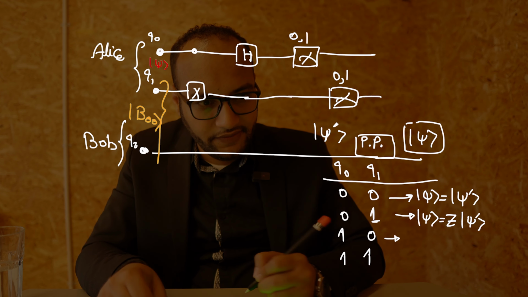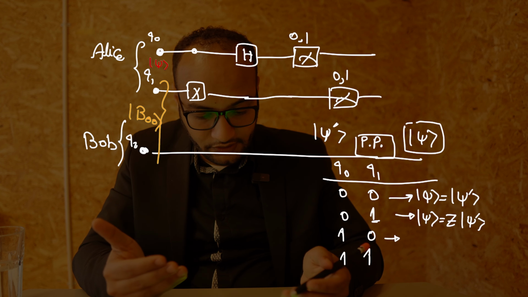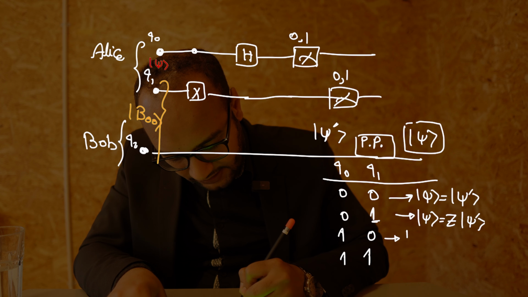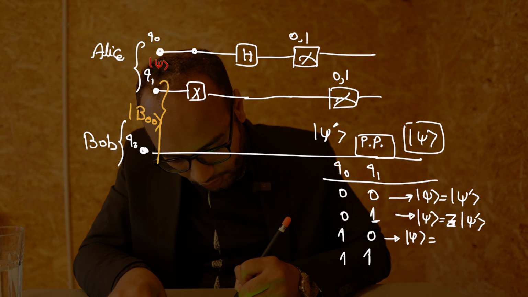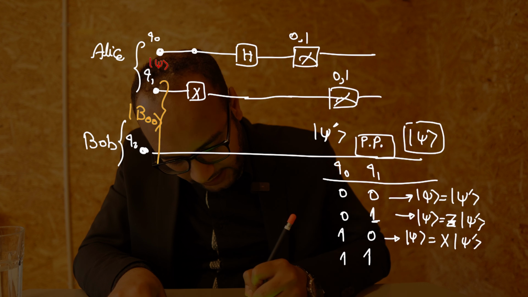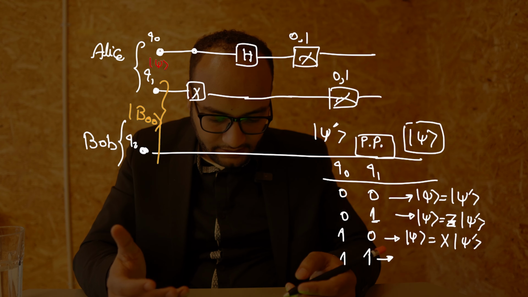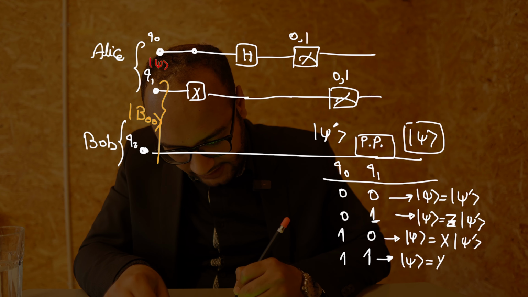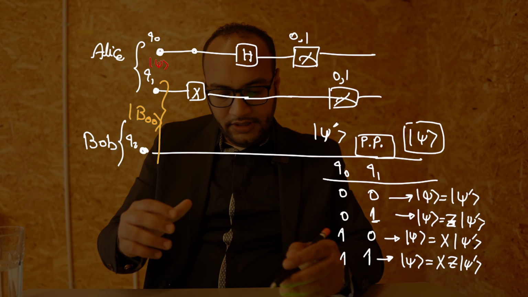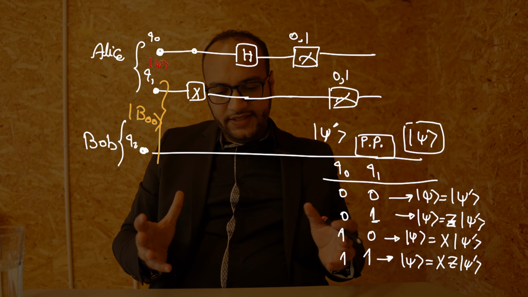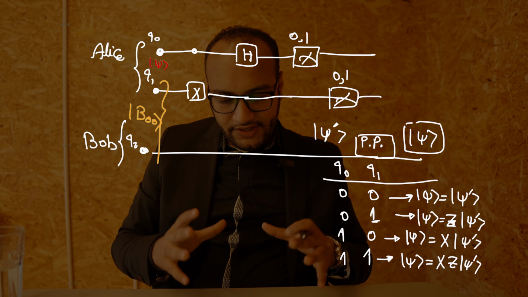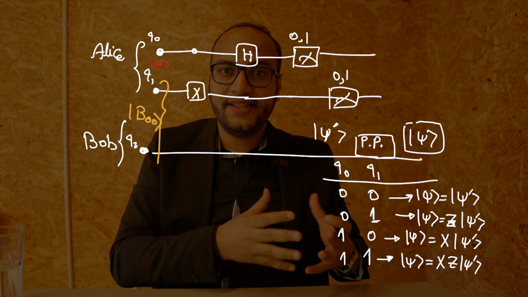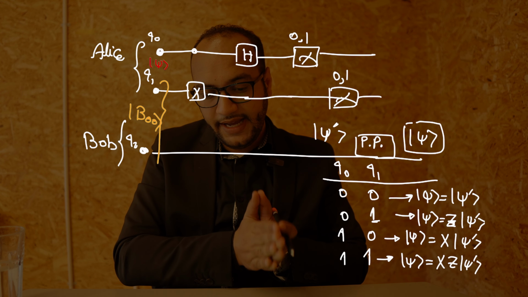Now, if she tells him she found the measurements of the 2 qubits in state 1, 0, then this means that he has to apply the NOT operation, so X on psi prime. And if she tells him she found the 2 qubits in state 1, 1, then he has to apply both X and Z on psi prime. So these are the post-processing actions that Bob has to do based on the information that is provided to him from Alice's side.